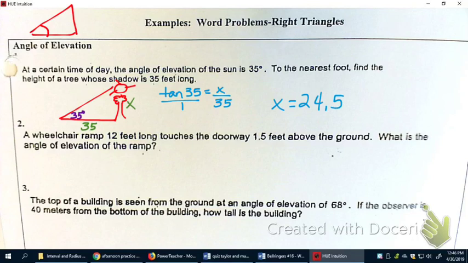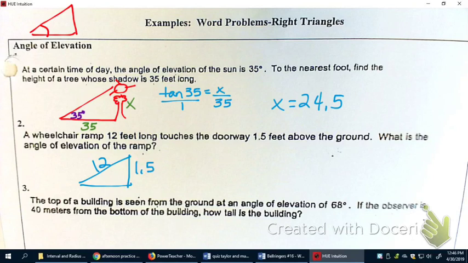So number 2, we're talking about a wheelchair ramp. You guys told me the other day a wheelchair ramp is kind of like over there near Miss Harmon's room where it goes up. That's a wheelchair ramp. Okay. And it says, okay, here's the wheelchair ramp. It says it touches the doorway 1.5 feet above the ground. Okay, so here's the triangle. And this over here is the ramp, so that's the 12 feet long. Where's the 1.5 feet above the ground? It's the height. It's the up and down part.